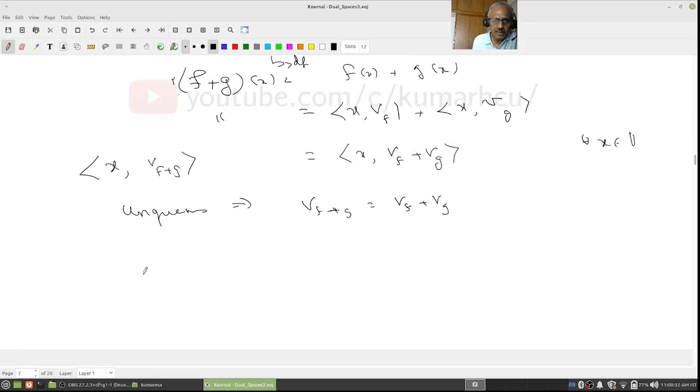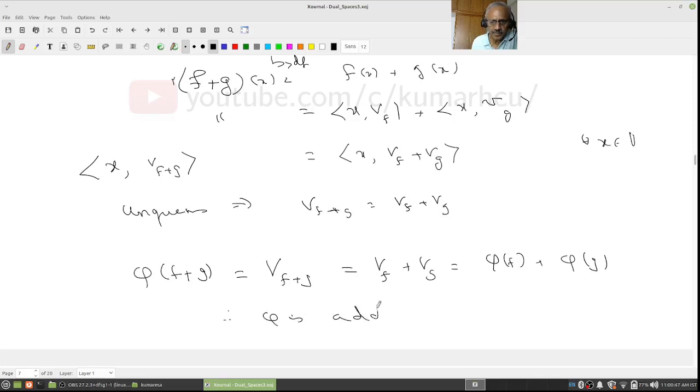Now what does it mean? What is phi of f plus g? Phi of f plus g is v of f plus g, but v of f plus g is v_f plus v_g, but that is the same as phi of f plus phi of g. Therefore phi is additive. Pause, review, proceed.